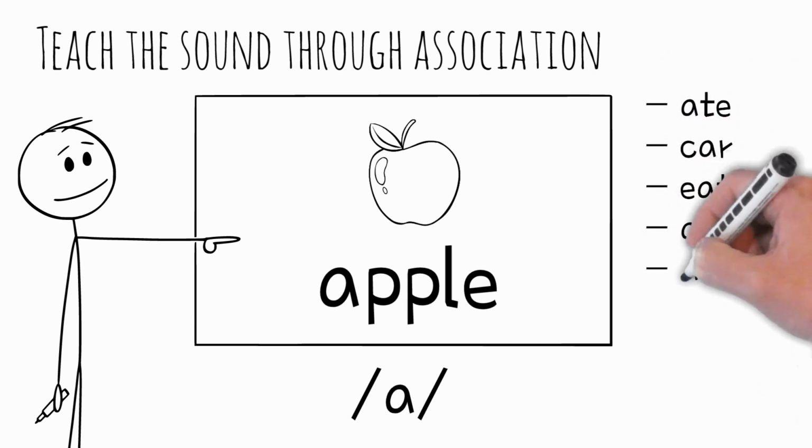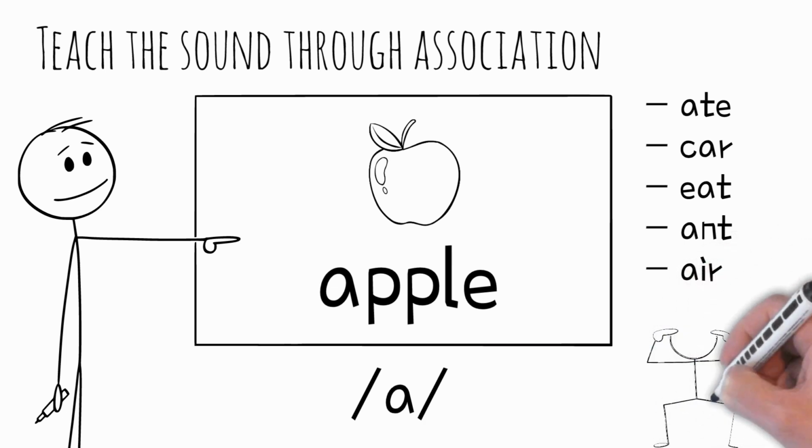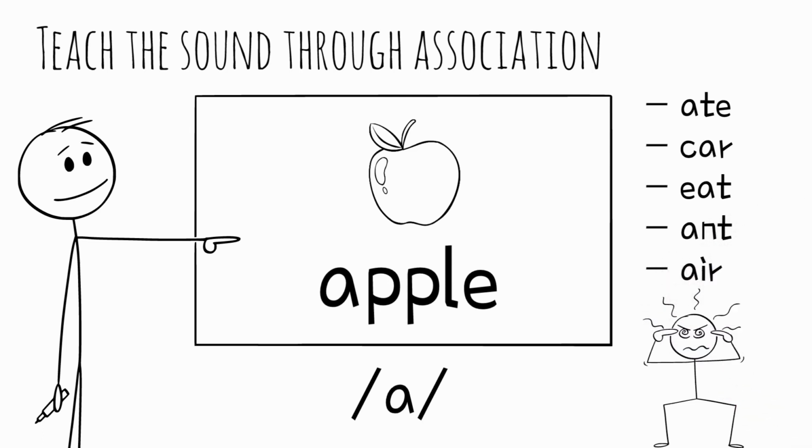Look at the following words and say them aloud to yourself. Ate, car, eat, ant, air. In each case, the letter A has a different sound. Sometimes, when two letters are put together, they create a different sound. It is also important to begin by teaching one pronunciation of a letter rather than try to teach all the different pronunciations in one go.